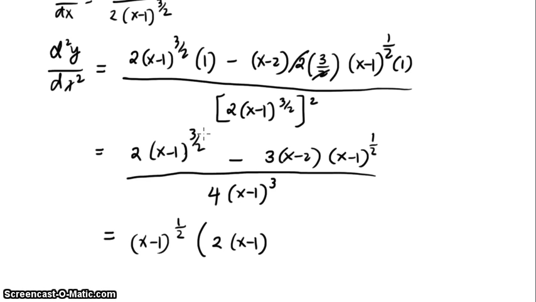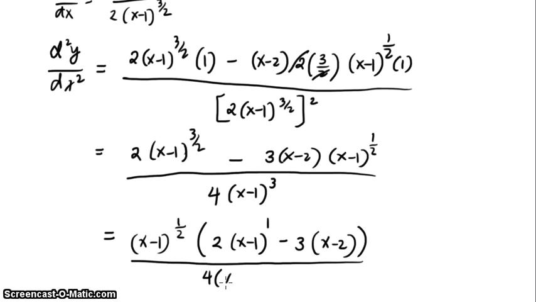If you subtract 1 half because you're factoring out 1 half, then this becomes 2 over 2, or 1. And then minus 3, and then you factor out x minus 1 to the 1 half, then you have x minus 2. And then you have 4 times x minus 1 raised to 3. And then all you have to do is simplify this. So you have x minus 1 to the 1 half.